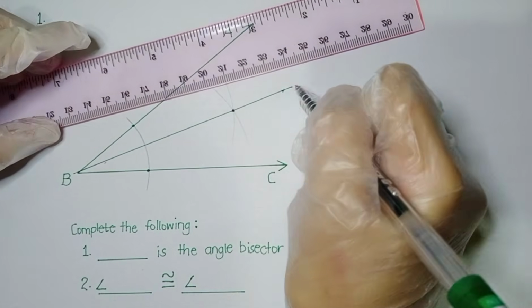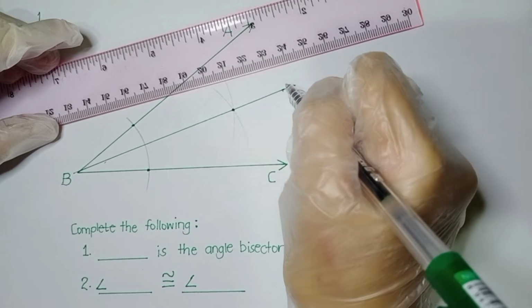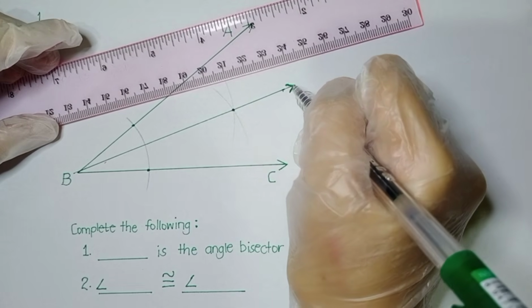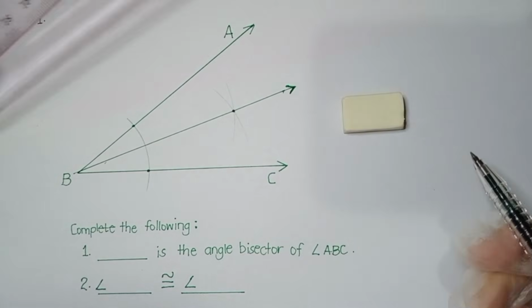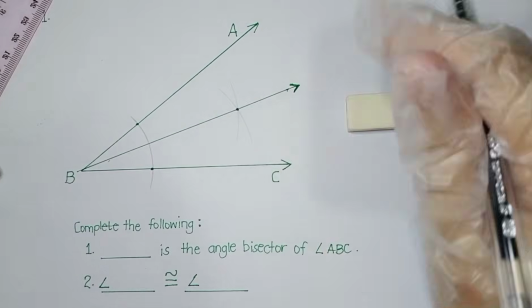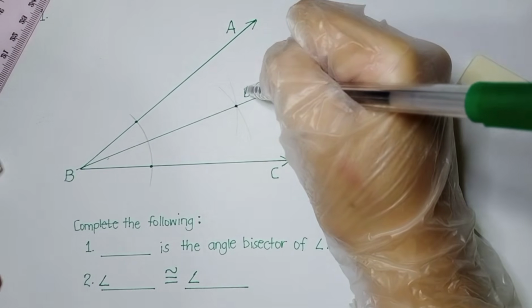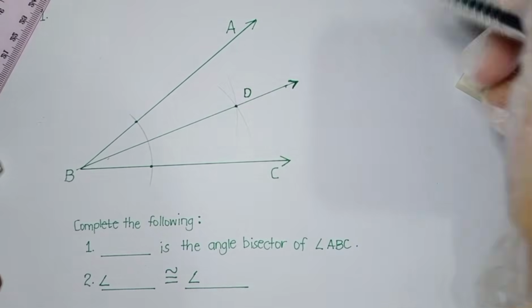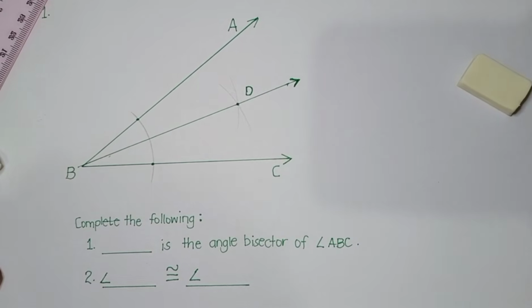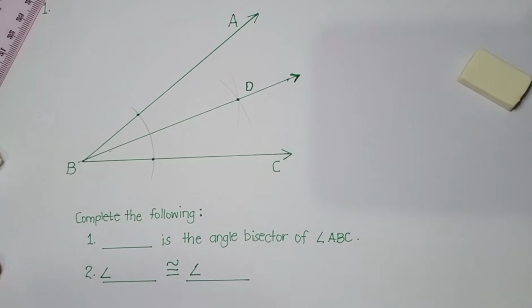Okay, so do not forget your arrow kasi yan po ay ray. Now, so let us name this point as point D. Okay, so, halimbawa, this is point D. Now, so, let us complete the table. Okay, let us complete the following.